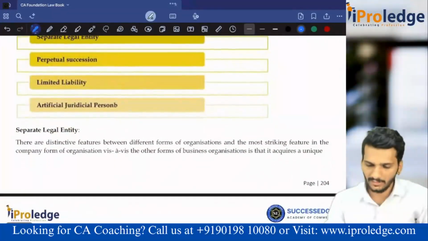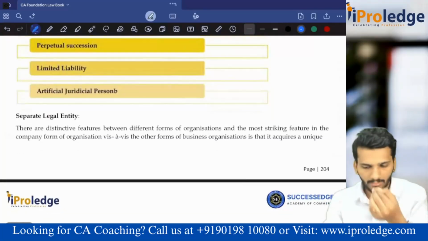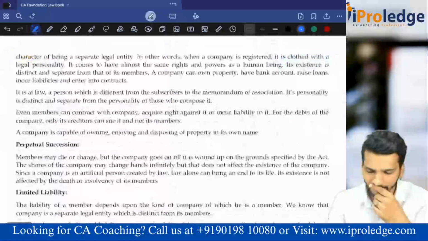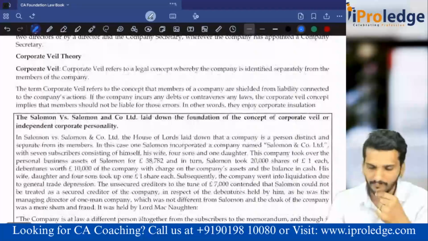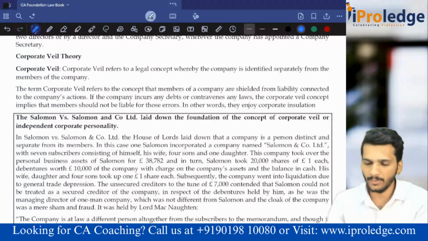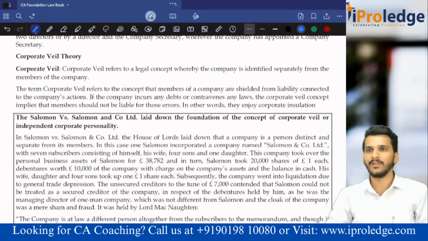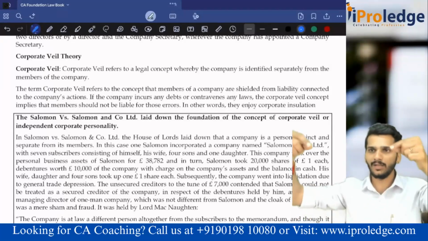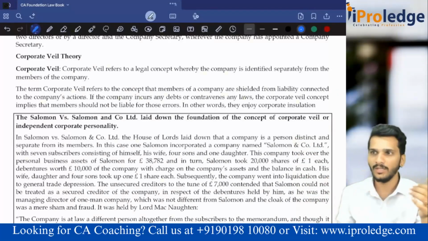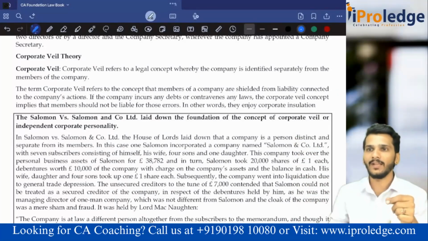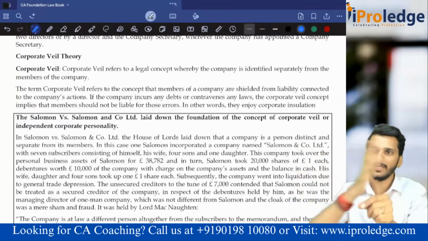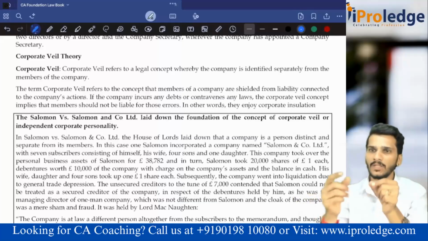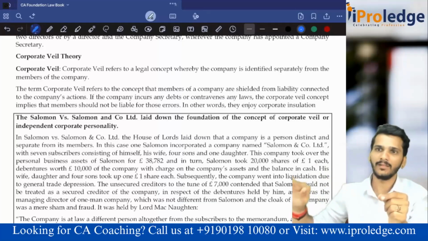Then judicial person or legal person is same. Then one of the important concepts is the corporate veil theory. What is corporate veil? Veil, you remember that veil, the lady's chunni, right? And there is always that veil. Veil means that cloth between company and the members. That is why it is separated.